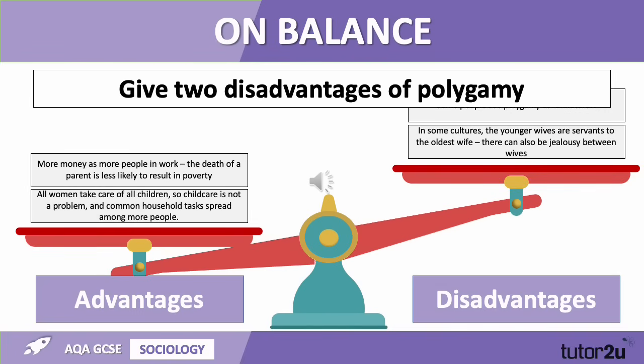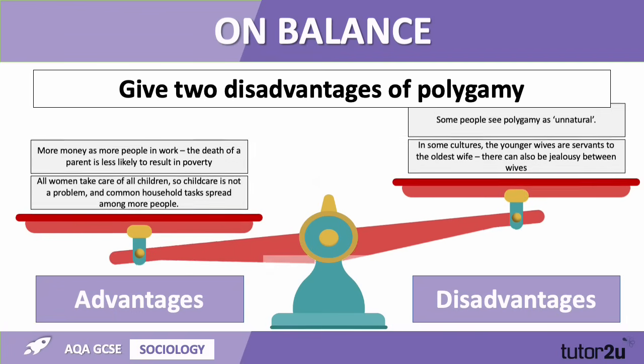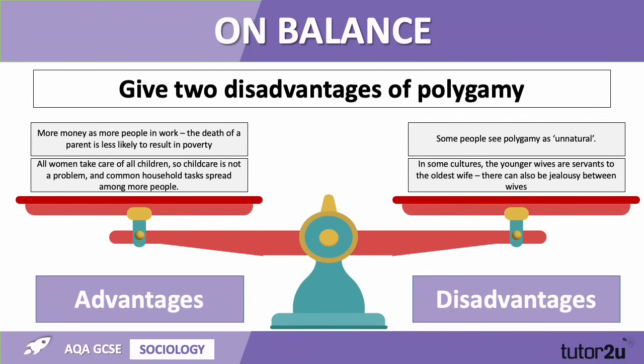Many people argue that polygamy is unnatural, but remember what we said about cultural relativity a few moments ago. Just because it's not normal in our culture doesn't necessarily make it wrong. However, one issue is the fact that jealousy can become a big problem. In some cultures, younger wives are servants of the oldest wife, and in others, older wives have no say when younger wives are being brought into the family home. So remember, if you are asked a question about global family forms, you need to present a balanced opinion like we have in this activity.